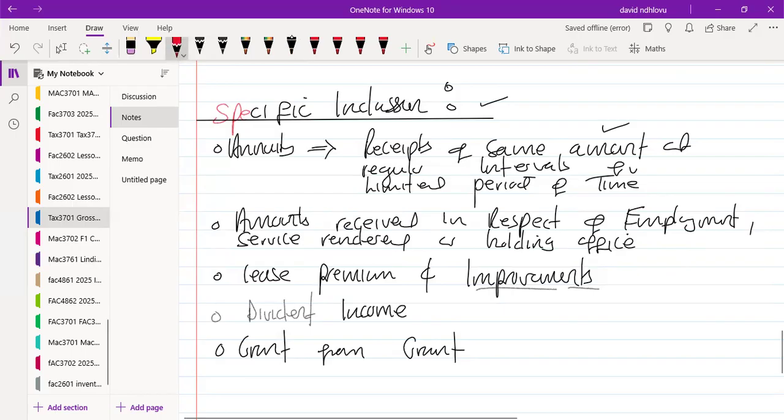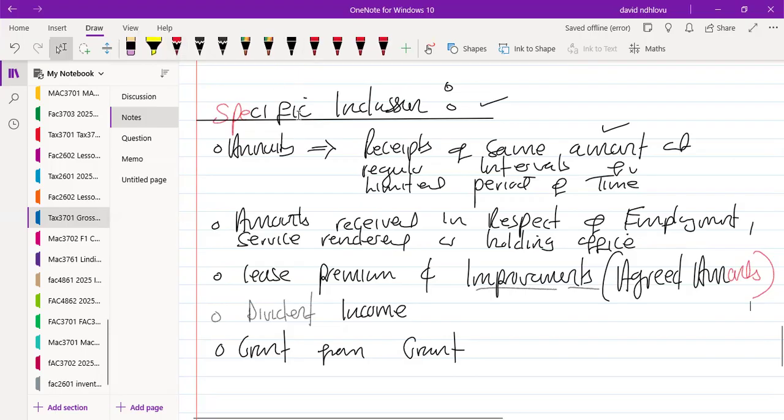I forgot to add on improvements here. It is only the agreed amount of improvement. So if on the contract you sign with a tenant, you agree that he makes improvements of 1 million, and he makes improvements of 1.2 million, what is included in gross income is the original amount of 1 million. The extra amount will not be included there. So you need to remember that whenever you come across an improvement, it's a specific inclusion, but there is a limit to the amount that can be included.